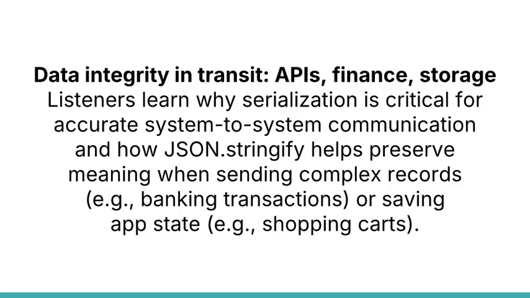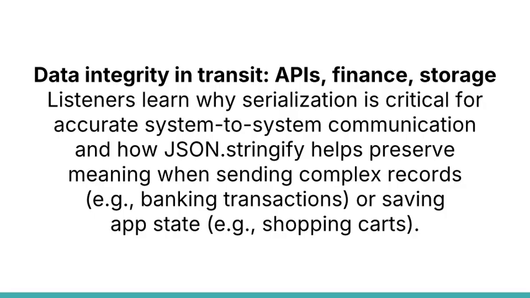Let me share an example from finance. A bank might use JSON.stringify when sending transaction records from the client's mobile app to the central server. Those transactions are complex objects: date, amount, merchant info, location, and so on. Right. And if the bank didn't structure this data properly before sending, the server might not understand or might misinterpret it, causing errors or data loss. Exactly. And JSON.stringify makes sure the data keeps its integrity during this journey.